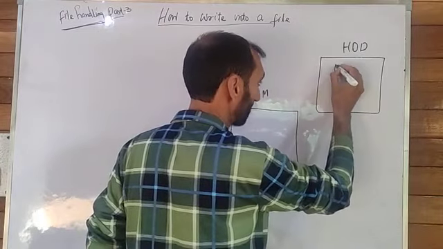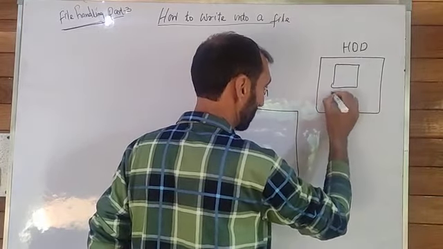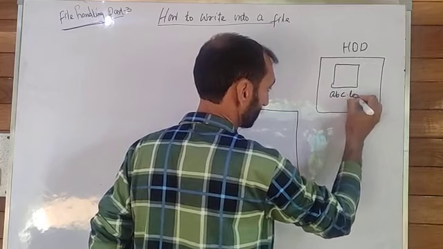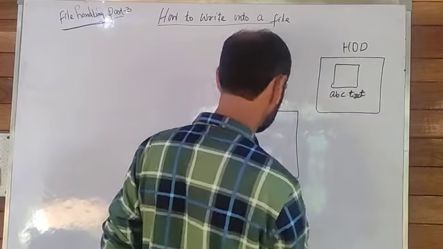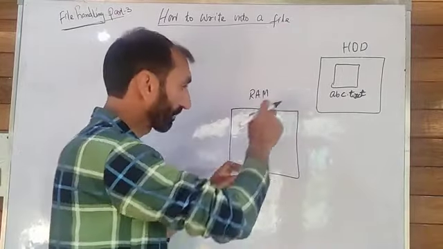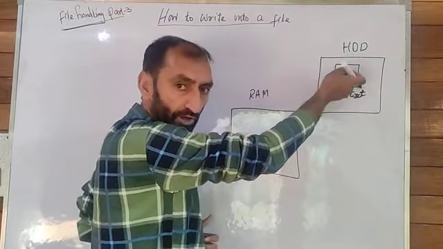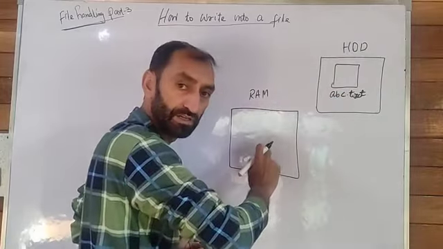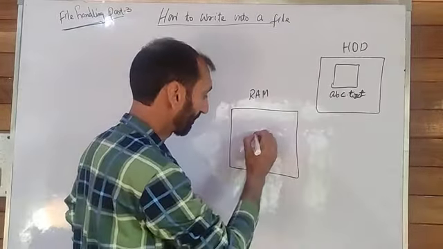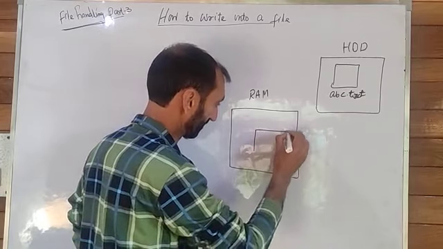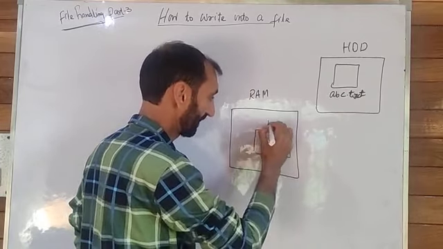For example, this is a file in the hard disk and its name is abc.txt. Whenever we want to perform any operation on this file, first of all, it must be loaded into the main memory. For example, this is a buffer. Some memory is allocated in the main memory, RAM, as a buffer.